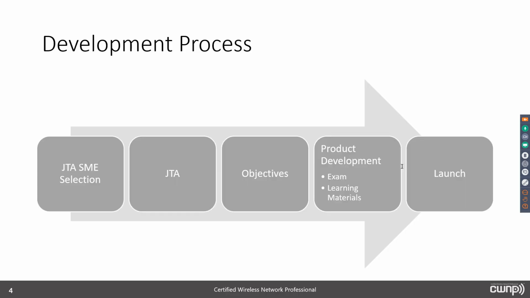So first of all, the development process. CWDP has gone through the same process and is in that product development stage, that fourth stage there. So the first thing was to select JTA subject matter experts, and they all got together in Las Vegas in March for 2.5 days to focus on CWDP for the job task analysis. And the point of a job task analysis is to say, what does a wireless design professional do? What is their job? They may have other things they do other than design, but when it comes to playing that role of a wireless designer, what do they do? So that is what the JTA is all about.